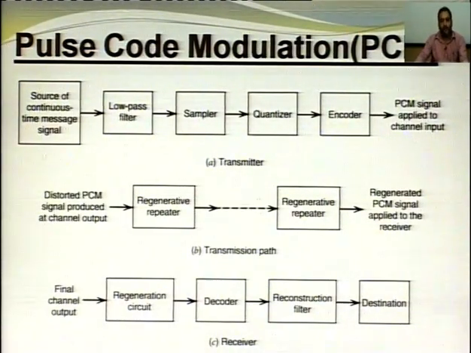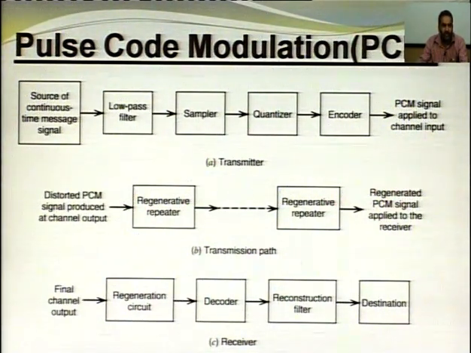So, this is the diagram. The upper one is the transmitter in case of pulse code modulation, the middle is the channel or the transmission path, and the last one is the receiver. So, let us discuss the transmitter first. First block is the source of continuous time signals, then a low pass filter is used to filter high frequency signals, then the sampler, means sampling circuit, then the quantizer, means quantizing circuit, then the encoder which is used for encoding, means generating pulses, then this PCM signal is generated, and that signal is applied to the channel.